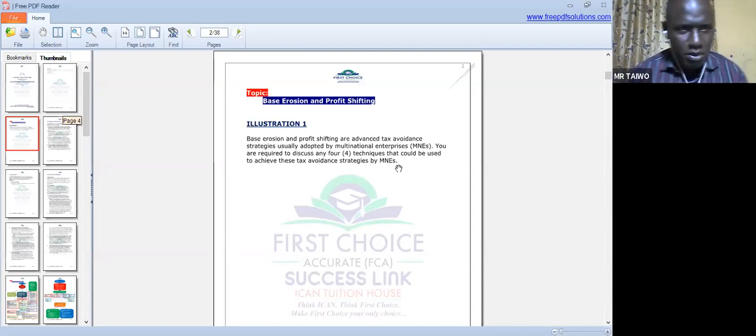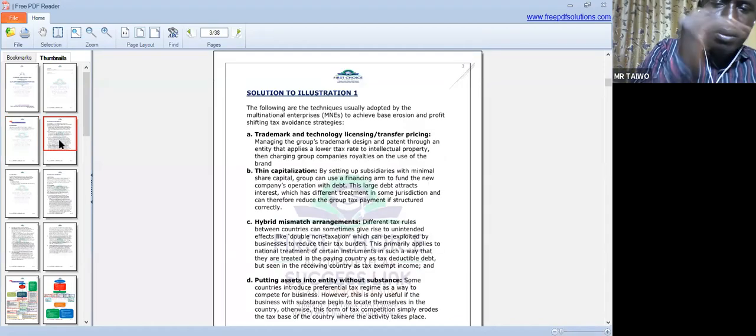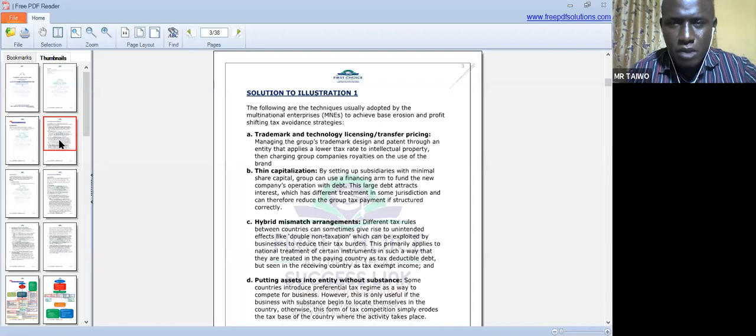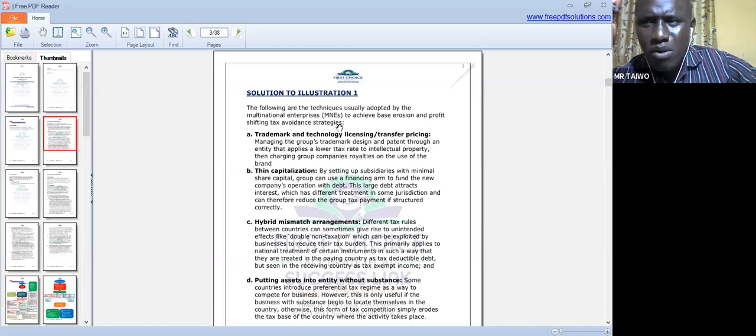Let's look at the techniques, please. Now, solutions to those techniques. The following are the techniques usually adopted by the multinational enterprises to achieve base erosion and profit shifting tax avoidance strategies. Please note that BEPS are mostly classified as tax avoidance techniques as carried out by multinationals.